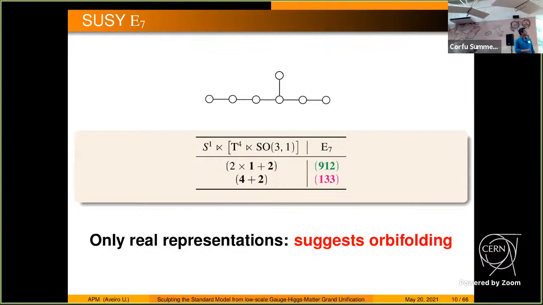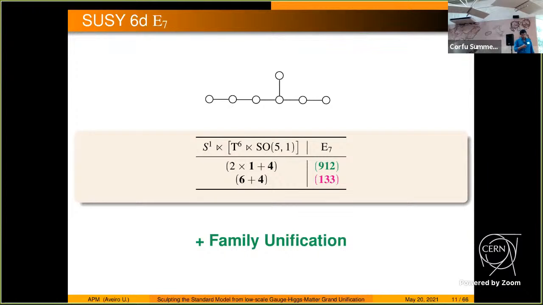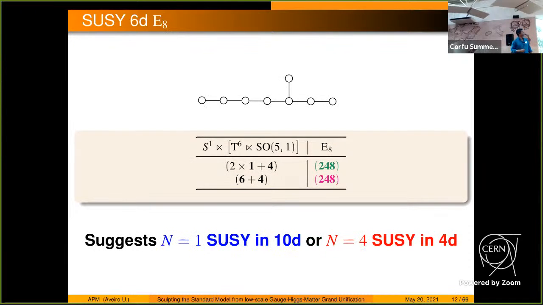So this suggests the idea of orbifolding, where with additional dimensions, in this case just as an example 6 dimensions, so 2 extra dimensions, you can say that you have a model with family unification, and by orbifolding you can separate chiral and anti-chiral matter, and have massless chiral matter at low scale. But we can go up one more level to E8, and at the E8 level you also see something nice.